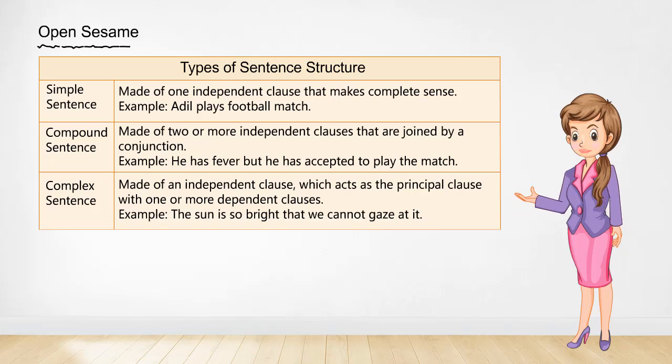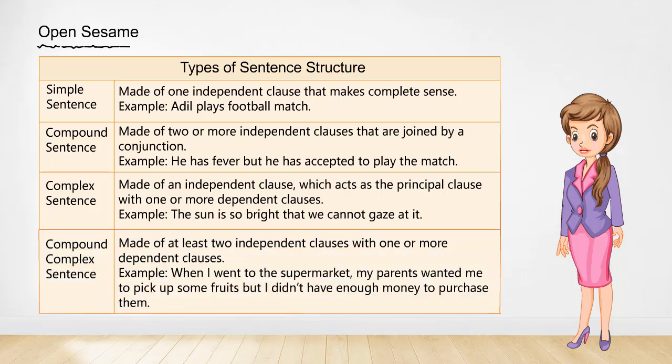Complex sentence: made of an independent clause which acts as the principal clause with one or more dependent clauses. Example: the sun is so bright that we cannot gaze at it. Compound complex sentence: made of at least two independent clauses with one or more dependent clauses. Example: when I went to the supermarket, my parents wanted me to pick up some fruits, but I did not have enough money to purchase them.